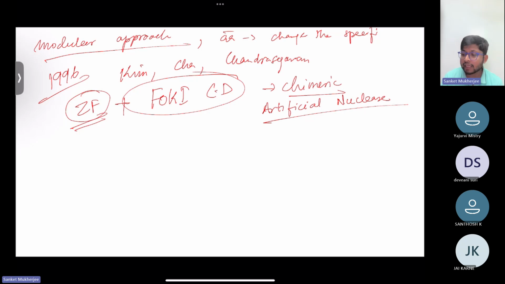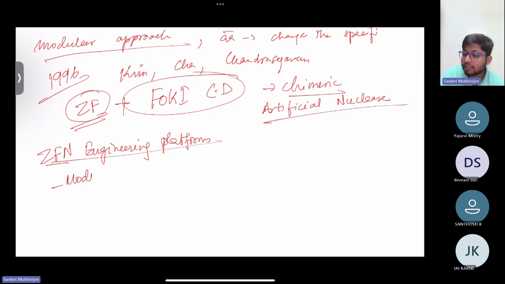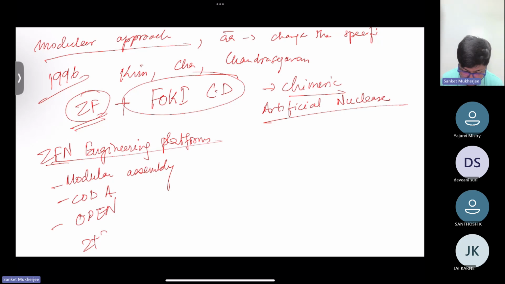Again, there are different zinc finger nuclease engineering platforms. As we already discussed, it could be the modular assembly method. Then there is CODA, context dependent assembly. Then there is the OPEN method. We'll talk about these methods. And then there is a proprietary 2+2 method also, which is not known very well.